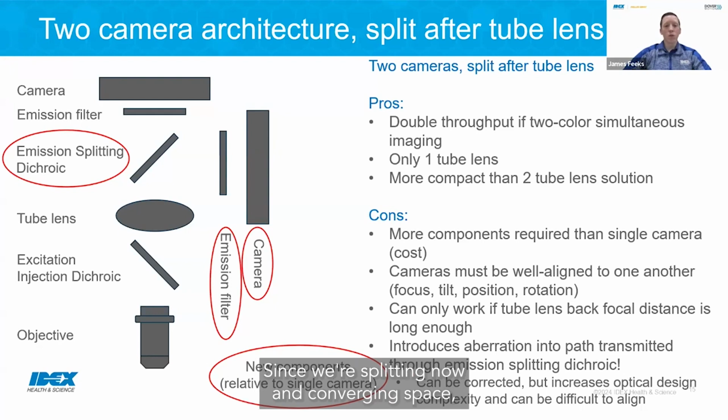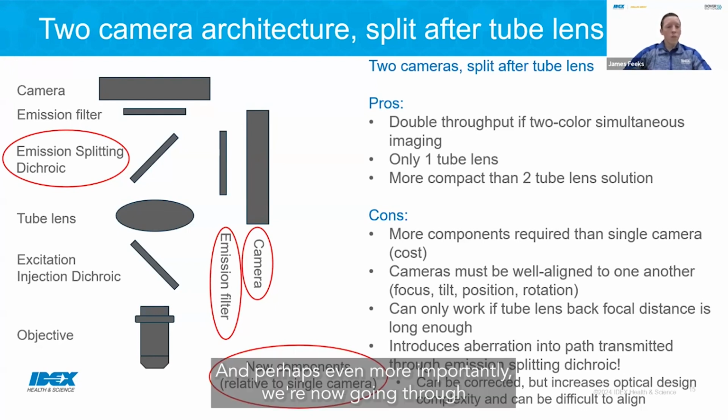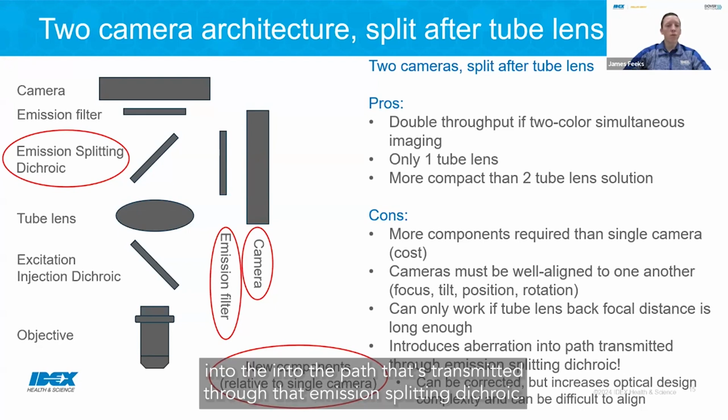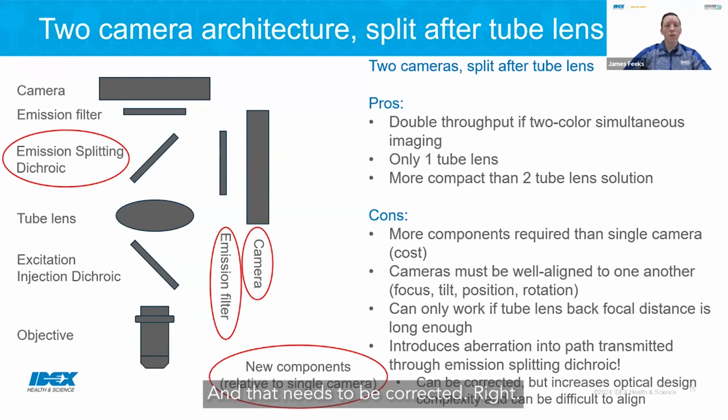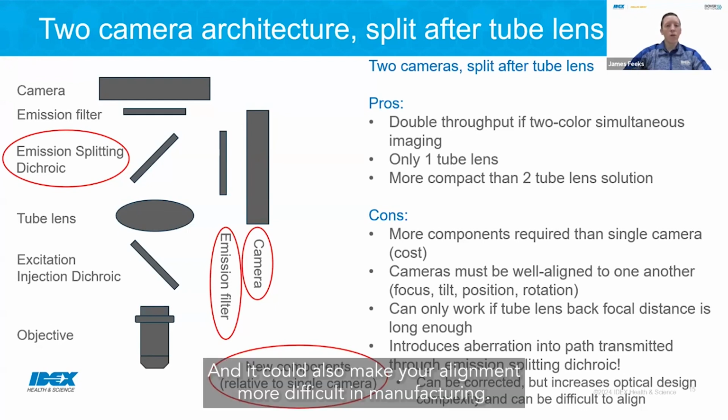We still need to align our cameras really well to one another, but we've added a couple more complications. Since we're splitting now in converging space, we do need to have enough space between our two blends and our camera, so that two blends needs to have a back focal distance that's long enough in order to fit that dichroic. And perhaps even more importantly, we're now going through a plate at 45 degrees while our light is converging, right? So we've introduced aberration into the path that's transmitted through that emission splitting dichroic, and that needs to be corrected, right? So it's going to increase the optical design complexity, and it could also make your alignment more difficult in manufacturing.